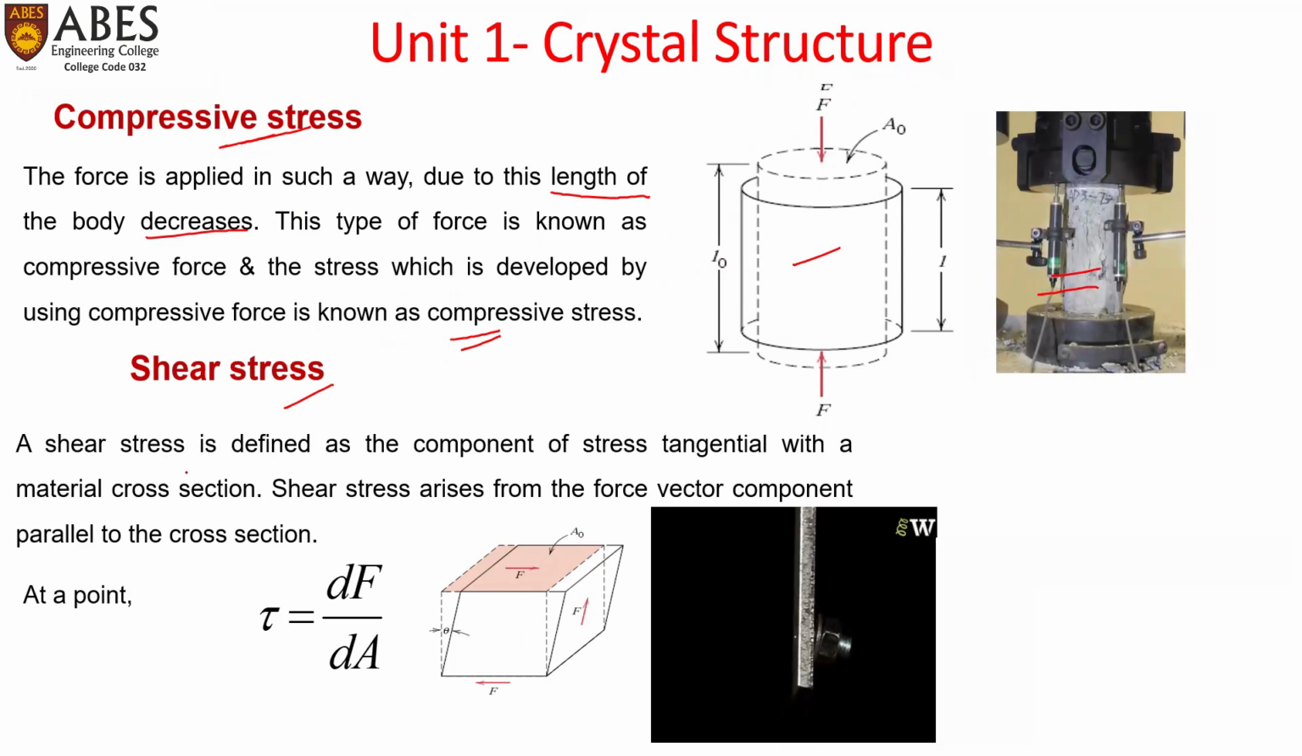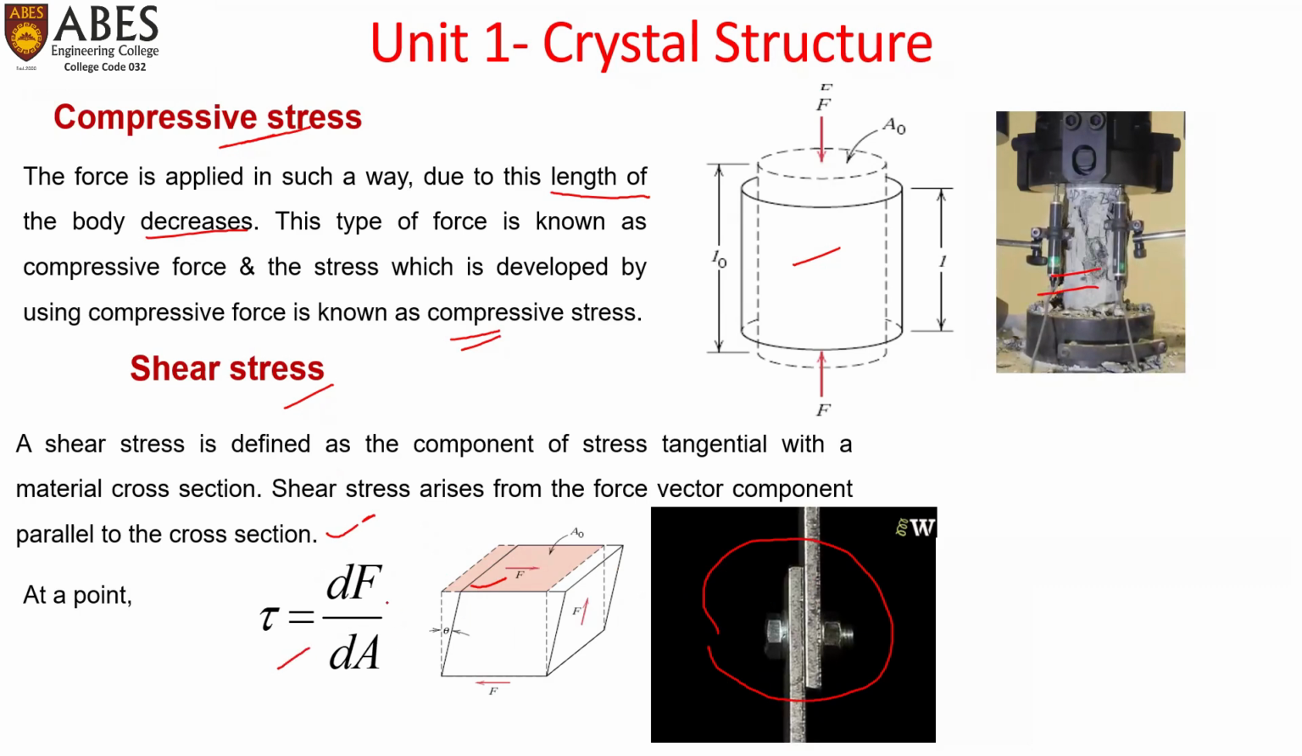Shear stress. Shear stress is defined as the component of stress tangential with a material cross section. Shear stress arises from the force vector component parallel to the cross section. So if the force is applied parallel or tangential to the cross section, then this will be called shear stress. Here we can see this figure. This is a break. The failure is due to shear stress, and it is denoted by tau equals dF upon dA. This is the expression for shear stress.